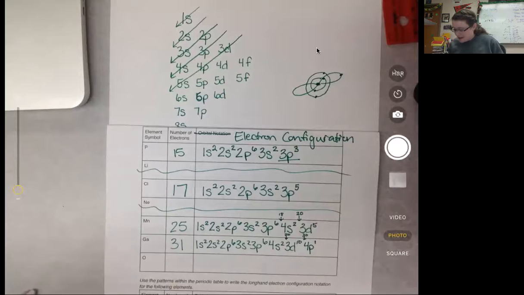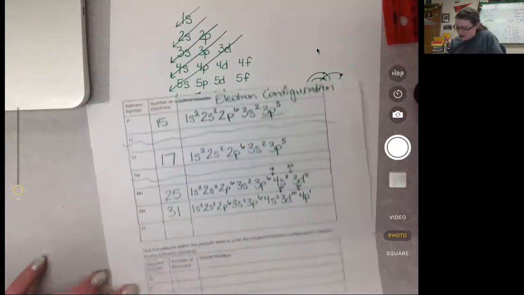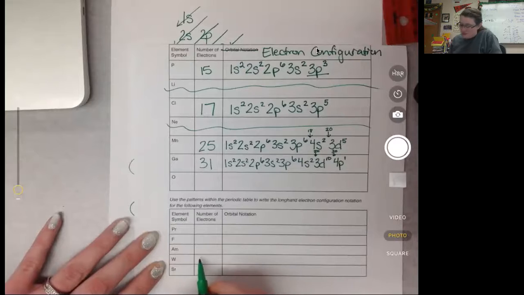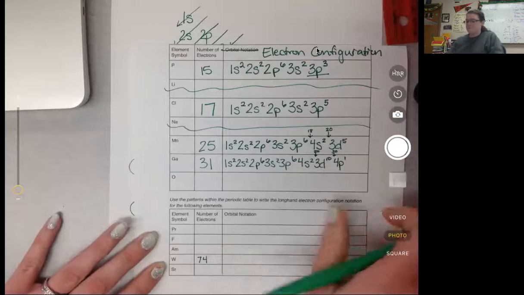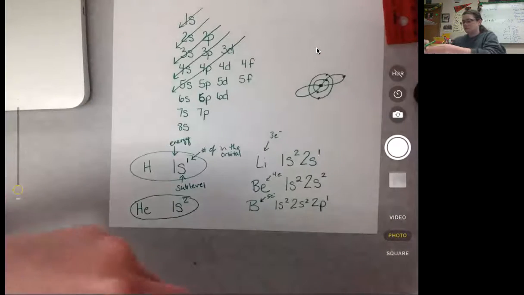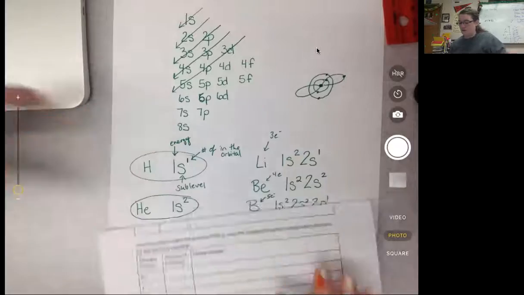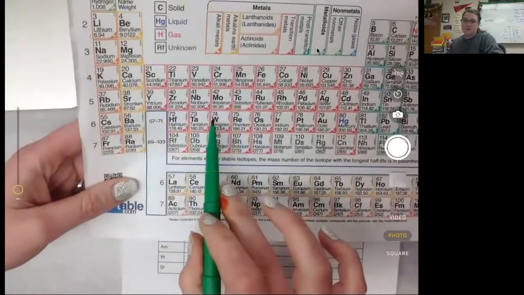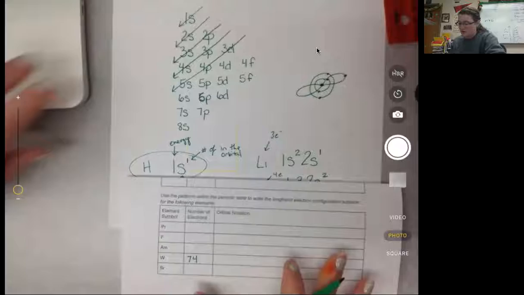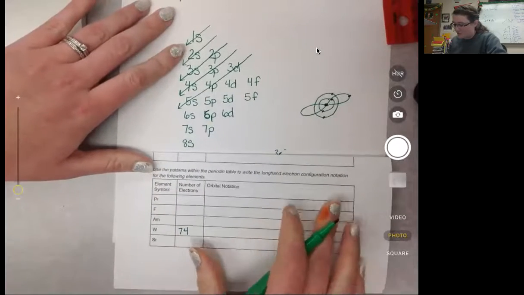Okay. So we could do one that's just a little bit tougher here. So which one should I pick? We will try tungsten. So let's try this W down here. Its number is 74. So again, tungsten is 74. It's right here. So 74 electrons. And so this one is going to have a lot more energy levels.